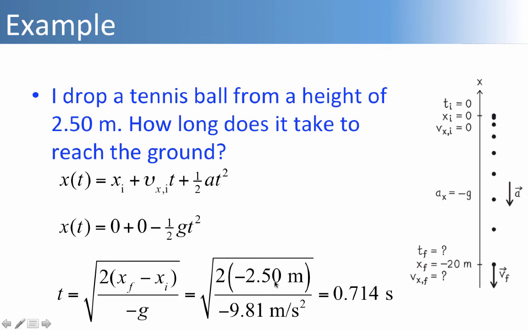And plugging in values for this, we have our final position, it's not minus 20, this is a different diagram, it's minus 2.5 meters. Our acceleration is minus g, which is minus 9.81 meters per second squared. And working that out, we get a value of 0.714 seconds. We'll think about how hard it is to measure precisely a time like that. It's less than a second.